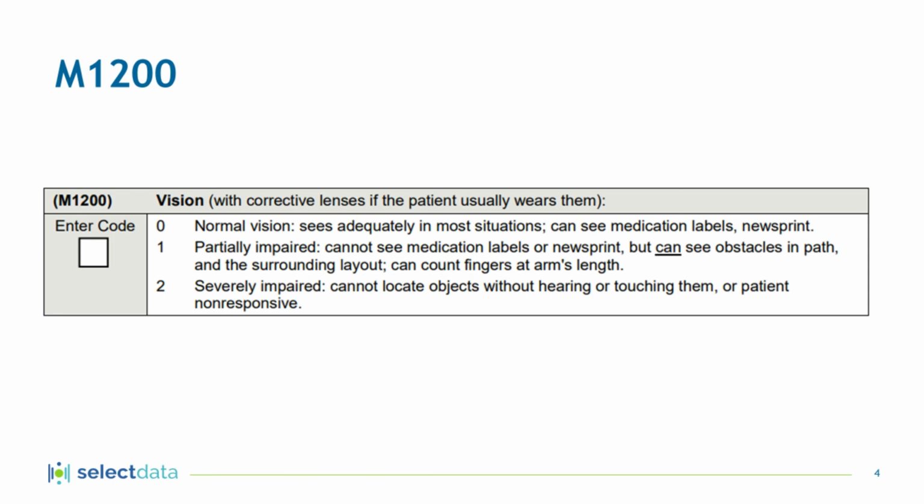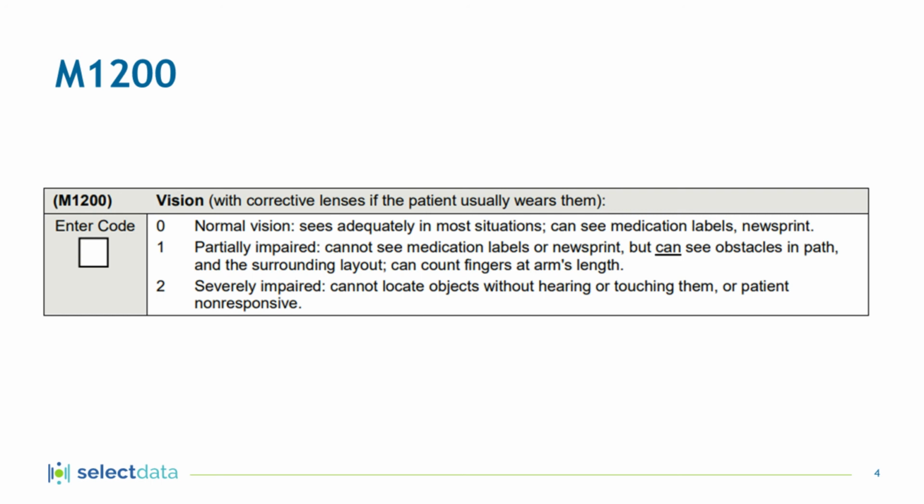M1200, vision with corrective lenses if the patient usually wears them. Response 0, normal vision, sees adequately in most situations, can see medication labels, newsprint. Response 1, partially impaired.